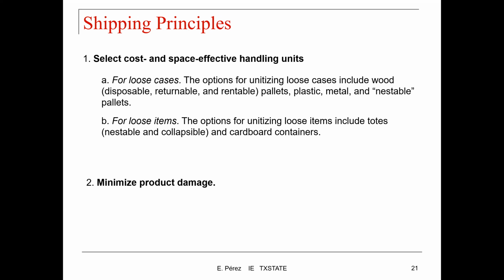The shipping principles: number 1, select cost and space effective handling units. For loose cases, the options for unitizing loose cases include wood, disposable, returnable, and rentable pallets, and plastic, metal, and nestable pallets. For loose items, the options for unitizing loose items include totes and cardboard containers. Number 2 is to minimize product damage.